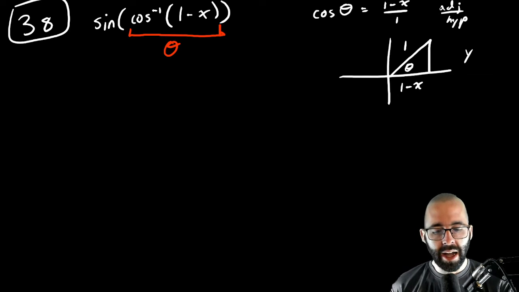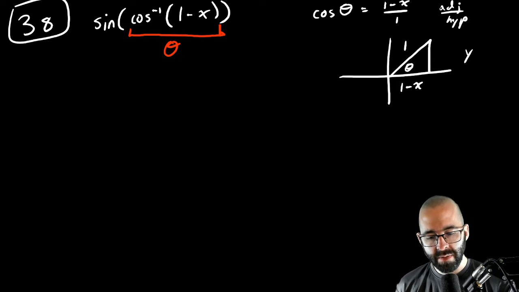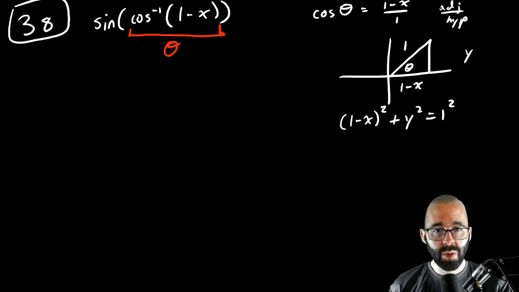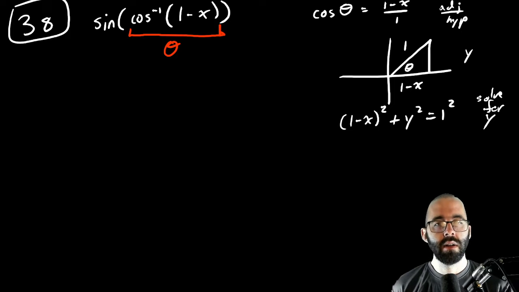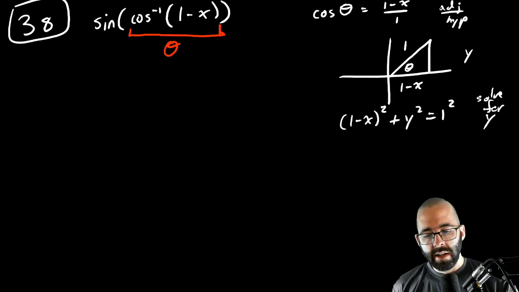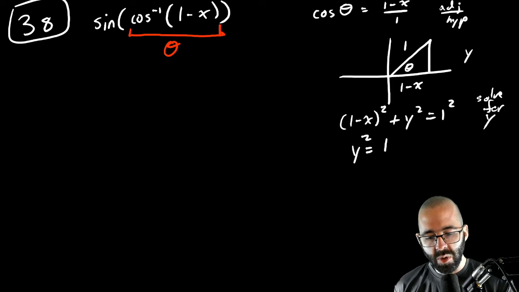Well, we need to find y, or b. You can call it whatever you want. A squared plus b squared equals c squared. Solve for y. So we need to subtract this over. We're going to get y squared is equal to 1 minus x squared. And we need to simplify.